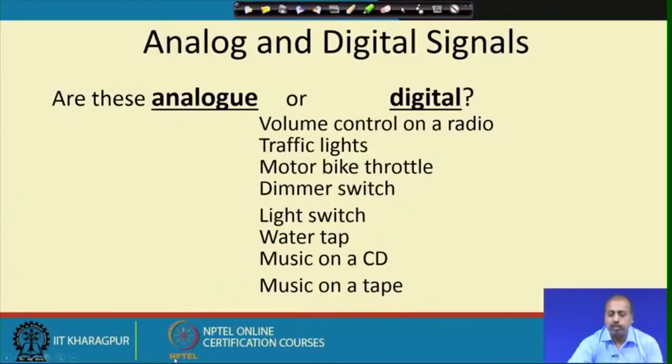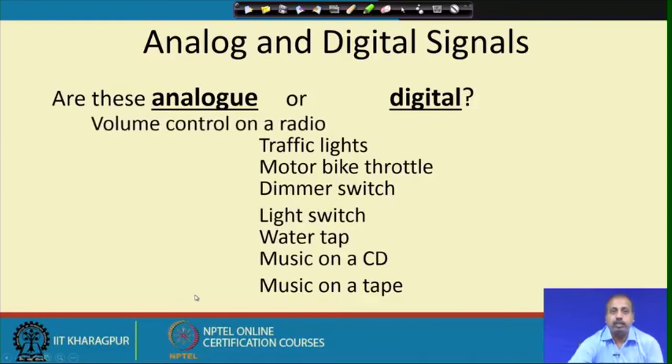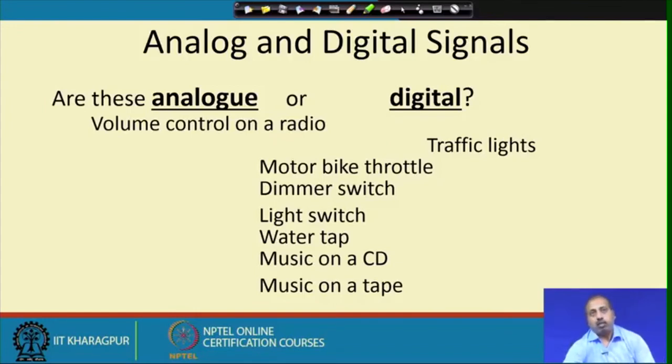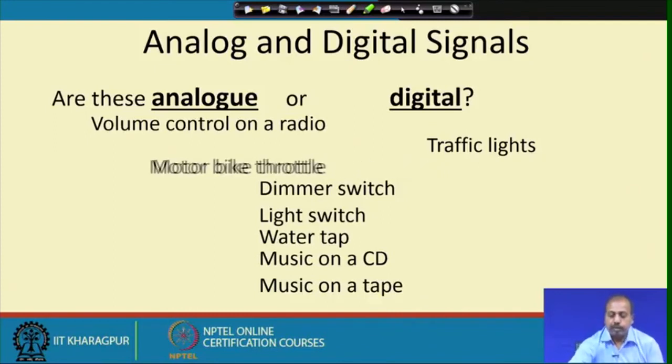If we look into some of the signals and try to see whether they are analog or digital: the volume control on a radio is an analog signal. Traffic lights are either on or off, so they are digital. The green, red and yellow are either on or off. Motorbike throttle, the amount of fuel injected into the system, is an analog signal, because as we turn the accelerator, it puts in more and more fuel.